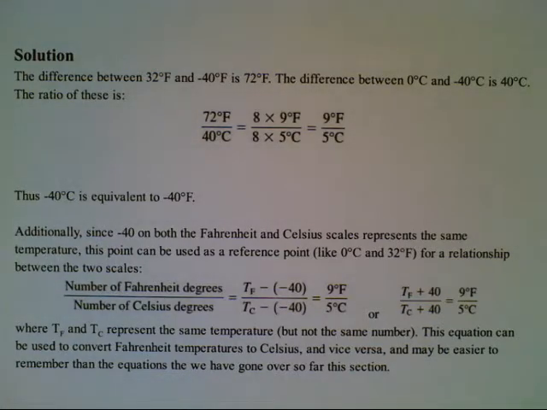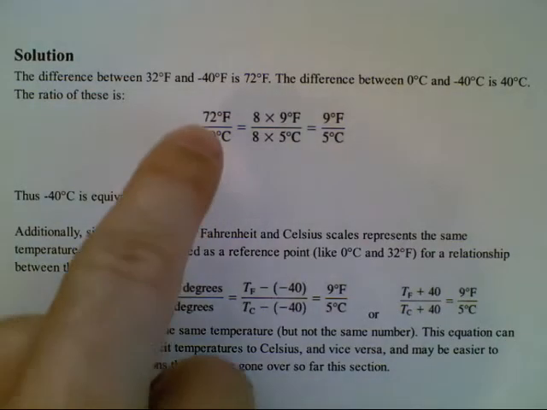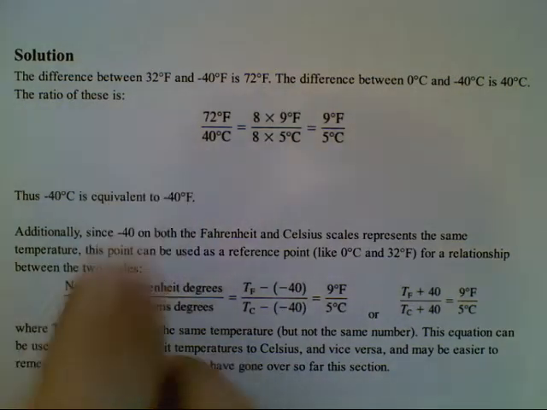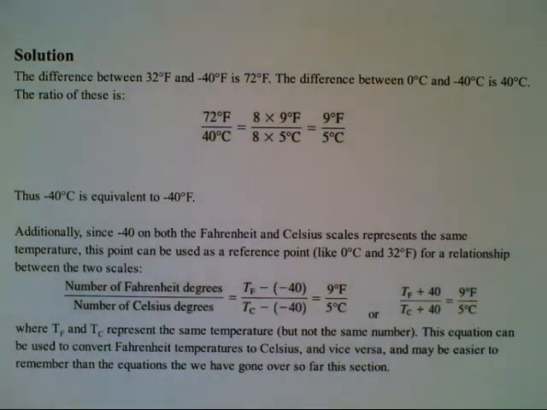If we do the exact same thing for the Celsius scale, the difference between the freezing point of water on the Celsius scale, which is 0 degrees Celsius, and minus 40 degrees Celsius is obviously 40 degrees Celsius. We can write those ratios in this way: the 72 degrees Fahrenheit over the 40 degrees Celsius.